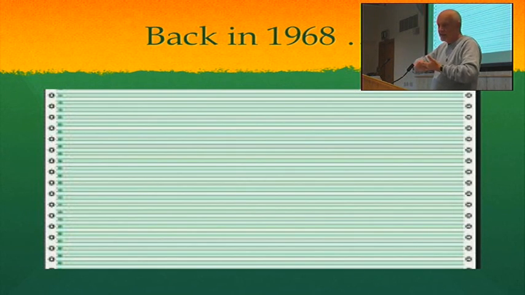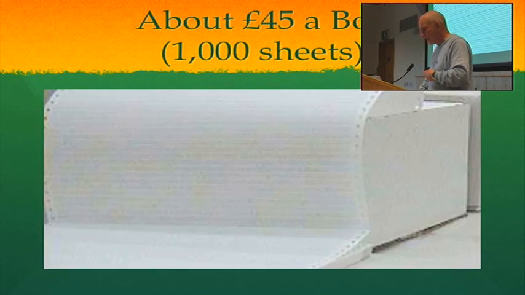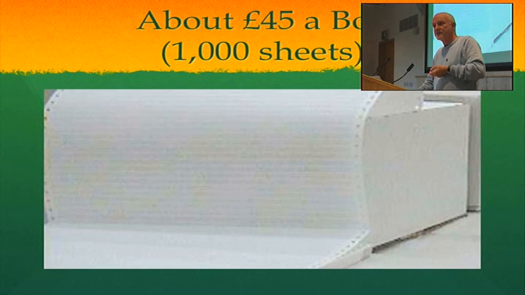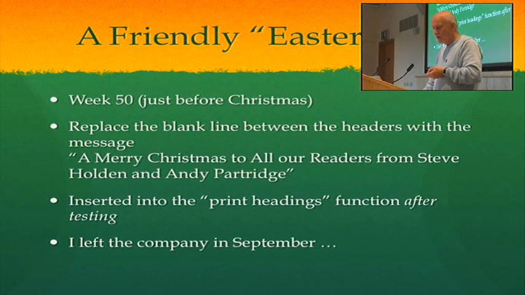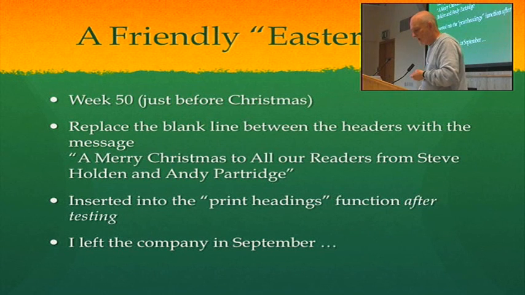And of course, back in 1968, we used screen listing. This was a 3-part screened listing, which was about £45 for a box of 1,000 sheets. And I looked it up today, and I discovered that's in today's value about 730 quid. So there I am, producing a 300-plus page report. The cost of the paper alone is like a couple of hundred quid.